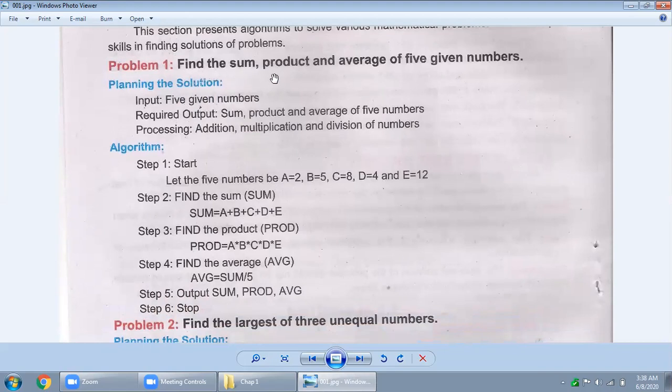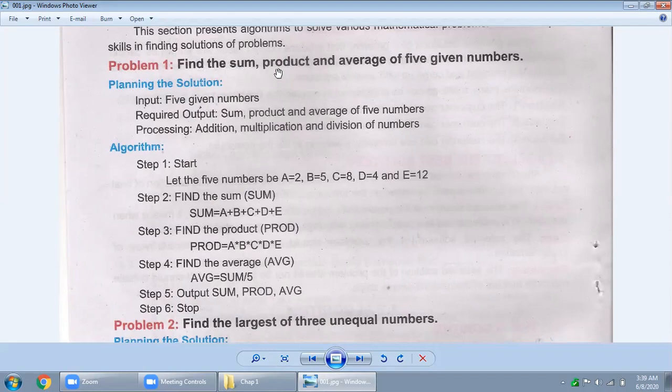Okay, find the sum, product and average of 5 given numbers. First of all, in this question, you must understand what the requirement of the problem is. You have 5 numbers. Let's say the 5 numbers are A, B, C, D, E. First, you will add. Sum means the addition of these numbers. Let's say A plus B plus C plus D plus E. So when we add these numbers, we will obtain the sum.